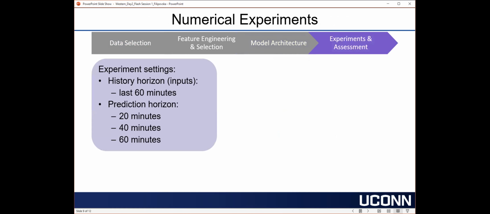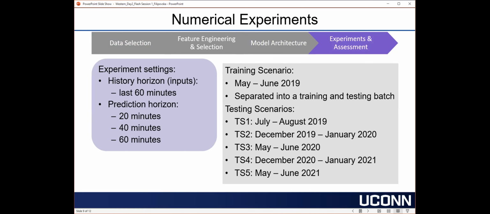And so in the experiment design, we use a historical horizon of about 60 minutes and then a prediction horizon that varies from 20, 40, and 60 minutes in order to evaluate the performance throughout different prediction horizons. We create one training scenario that uses data from May and June in 2019. And then again, this is separated into a training and testing batch. And then we create 5 different testing scenarios that use data from different time periods.